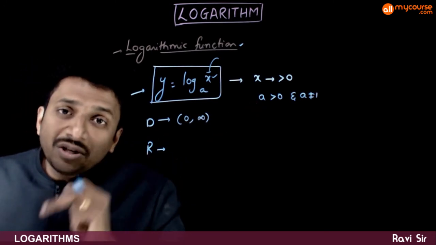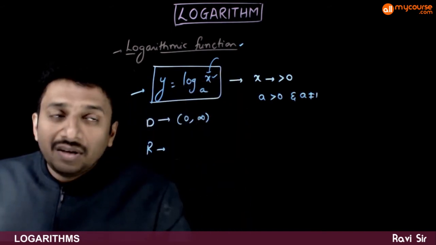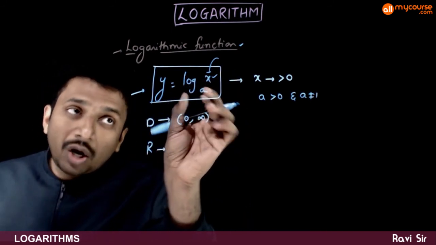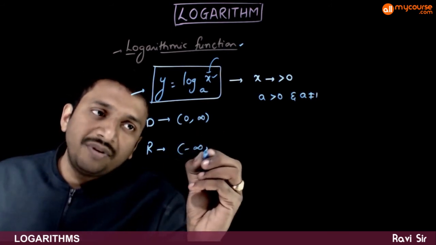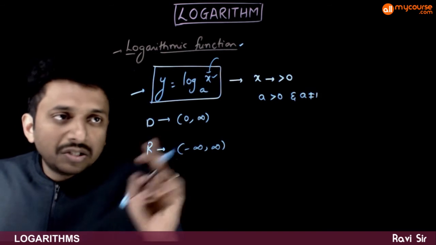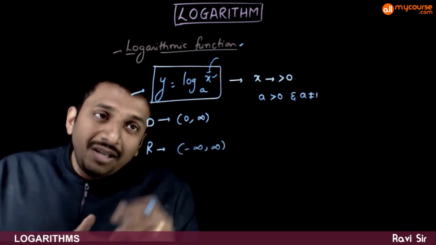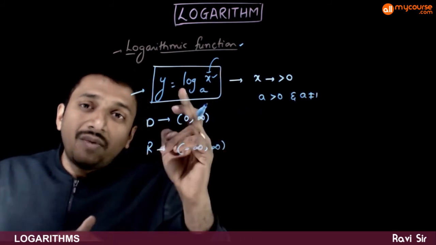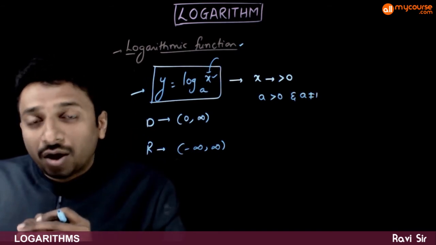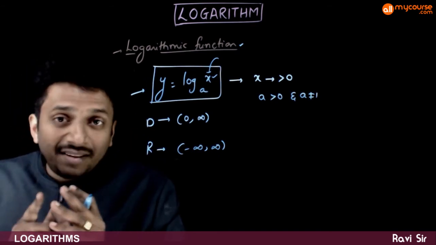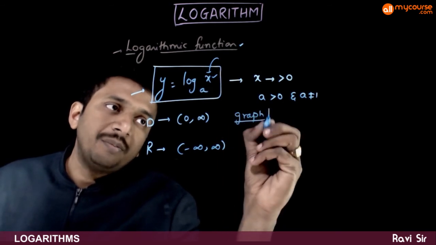And what is the range of this function? Range is nothing but the values of log. What are the answers that you get? We have already seen that when you calculate log continuously for different numbers, you get all the numbers from minus infinity to plus infinity. When you go very close to 0, the value of log goes to minus infinity. When you go to infinity, the value of log becomes infinity. So the domain and range of the logarithmic function have to be remembered. And next, the graph of the logarithmic function has to be remembered.